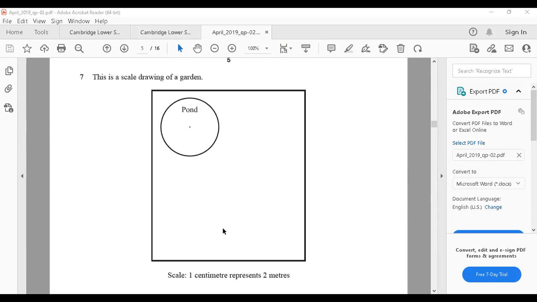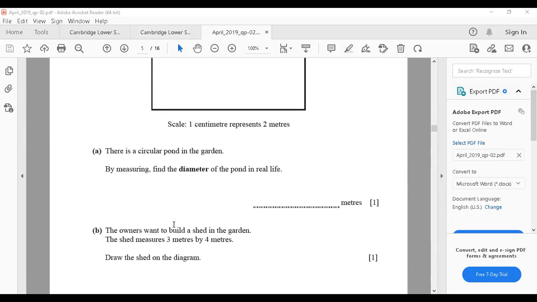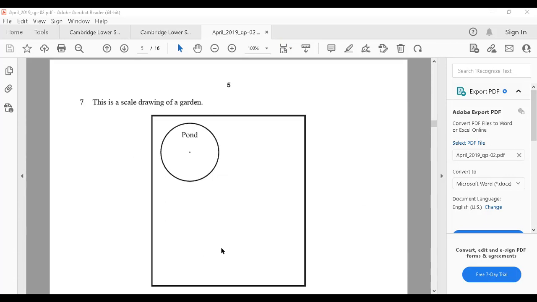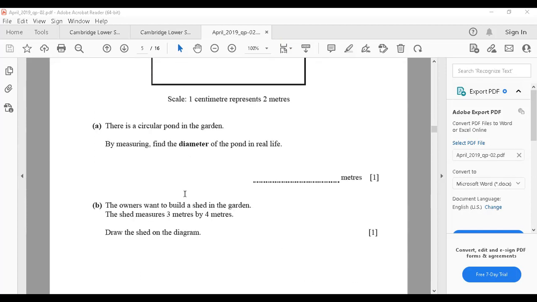The numbers were like the first one. The owner wants to build a shade in the garden. The shade measures 3 meter by 4 meter. Draw a shade on the diagram. 3 and 4, what does it mean? 3 meter is represented by, so I have to divide it by 2, so 3 will be like 1.5 centimeter.